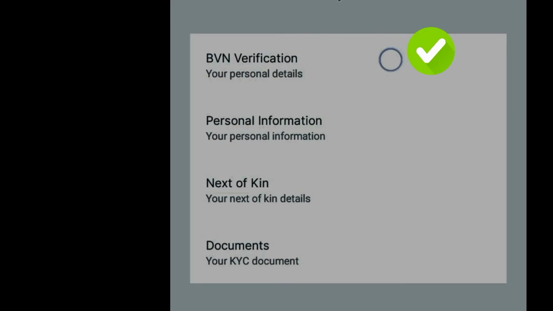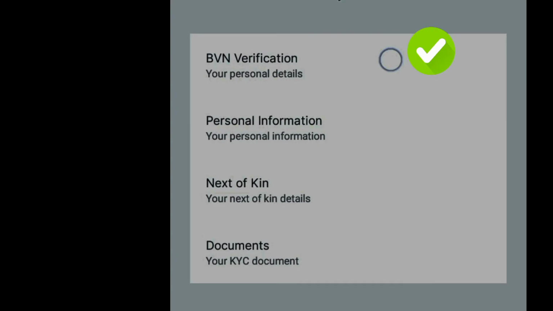Then what you need to do is to fill in your correct details accordingly without making any mistake. Your date of birth, your name, your surname, your NIN, and your address. Then for your address, make sure you are submitting the address you have on your NEPA bill or the address you have on your bank statement.